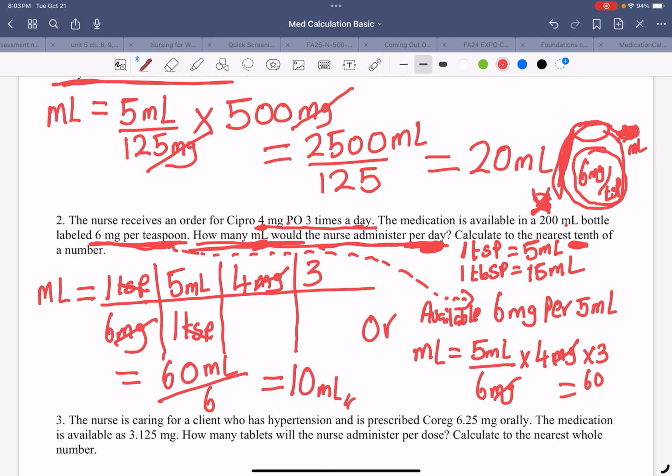Because you see you can cancel your milligram, milliliter, divided by 6, which is 10 milliliter. All right, if that makes sense.